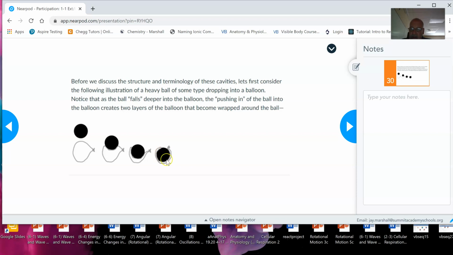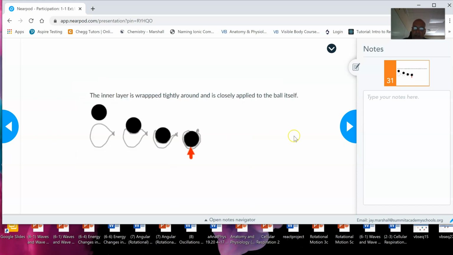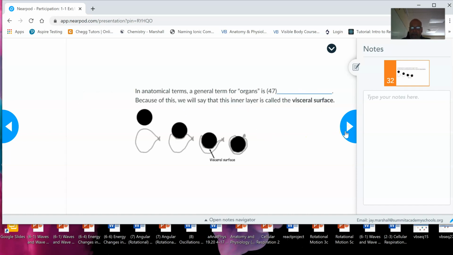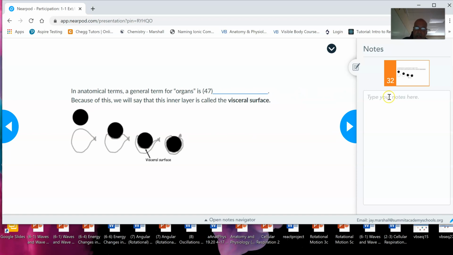Okay, so that inner layer is going to be wrapped tightly around the ball, and the outer layer will be separated from that by a cushion of air. So the inner layer is wrapped tightly around and is closely applied to the ball itself. So you can see that right at the arrow that inner layer is there. So in anatomical terms, a general term for organs of any type is viscera.